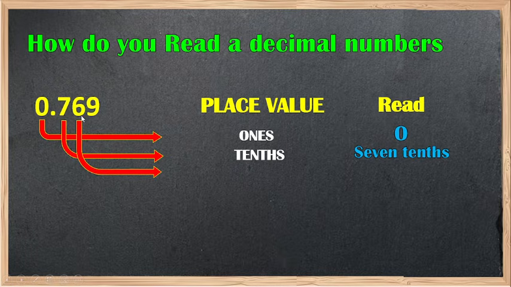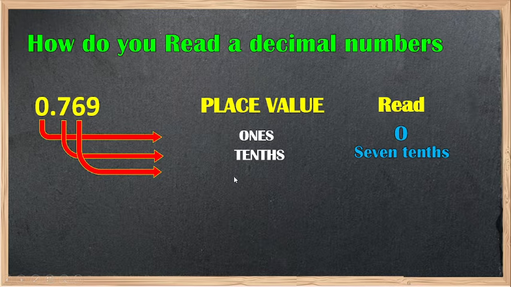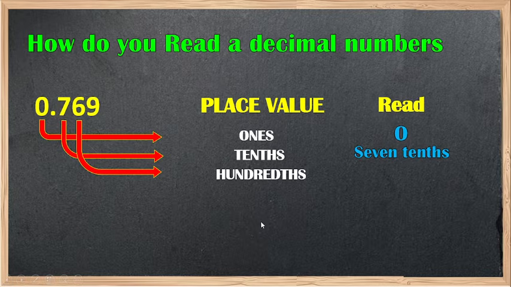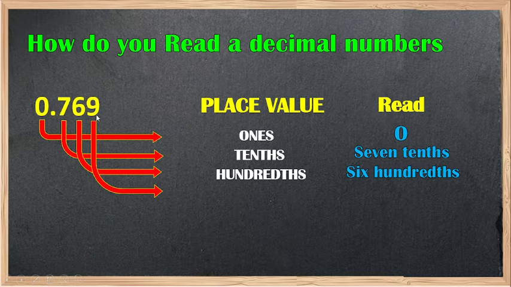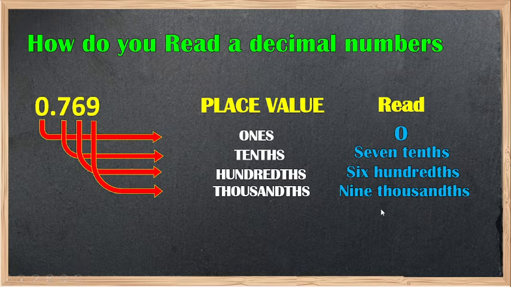And then we have the digit 6. Take note of the digit and then the place value, hundredths. Therefore 6 hundredths is the answer. And then we have the digit 9, and the place value of 9 is thousandths. It is read as 9 thousandths. Okay? Now, let's have more examples to further analyze how to read decimal numbers up to thousandths.